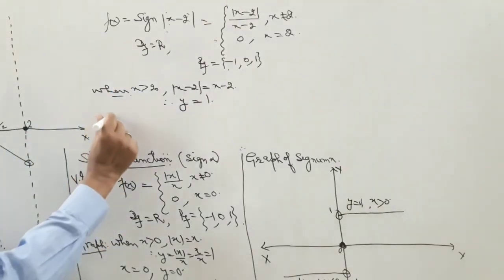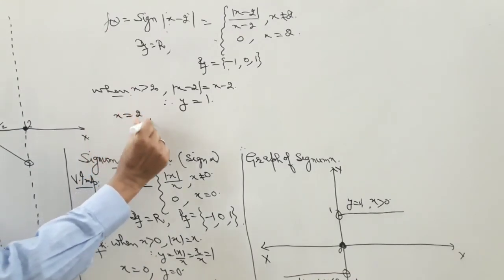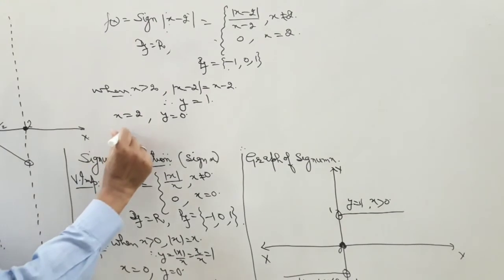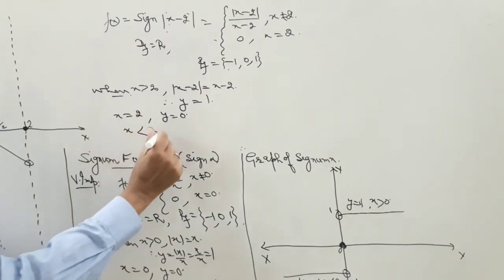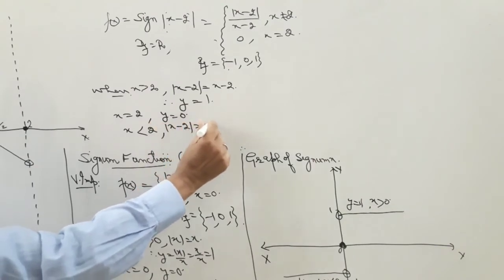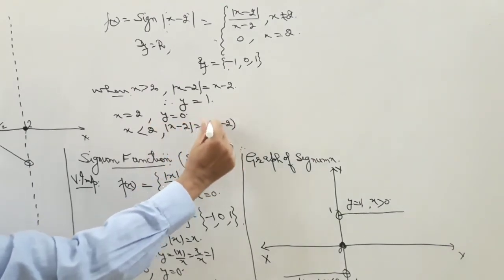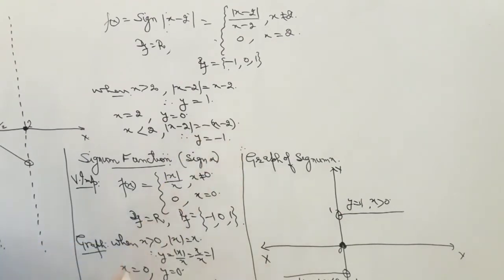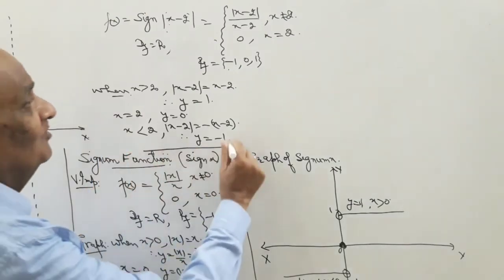When we have x is equal to 2, y is equal to 0, but when x is less than 2, the modulus of x minus 2 becomes equal to minus of x minus 2, and therefore y is equal to minus 1. So these are the values we come across when we talk about the signum of this.